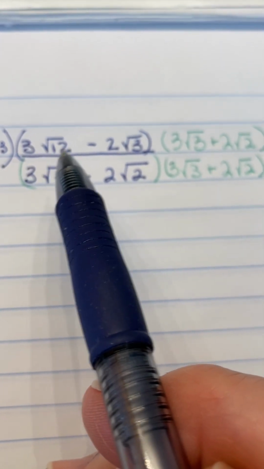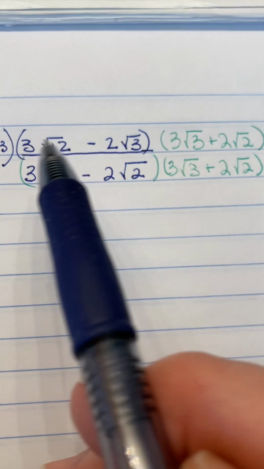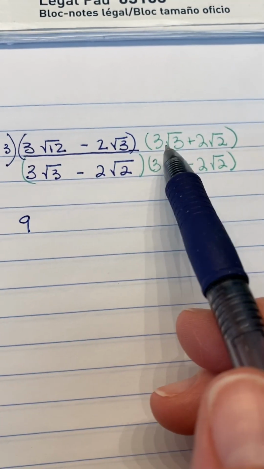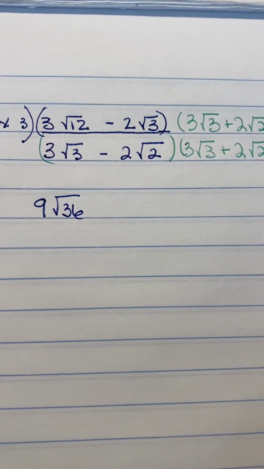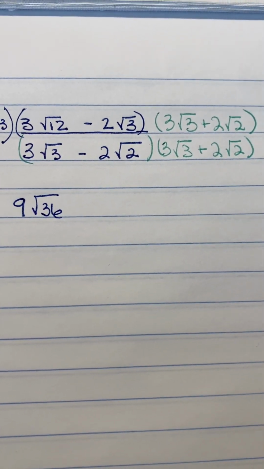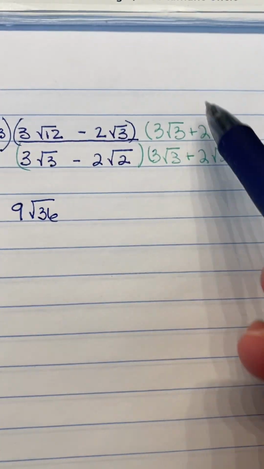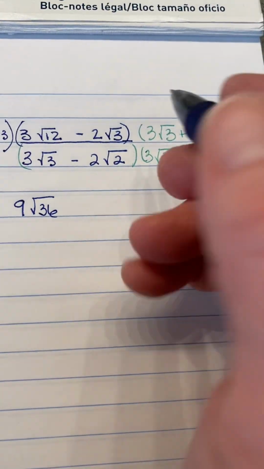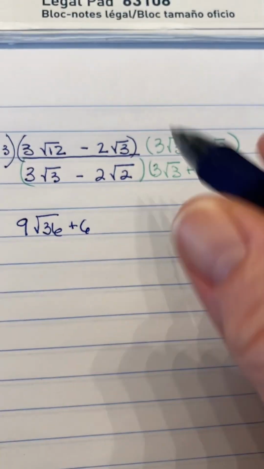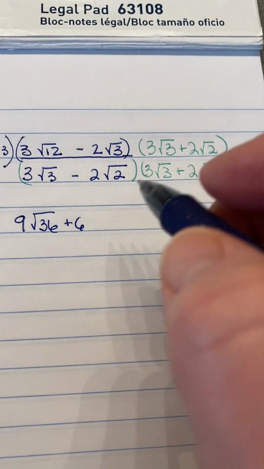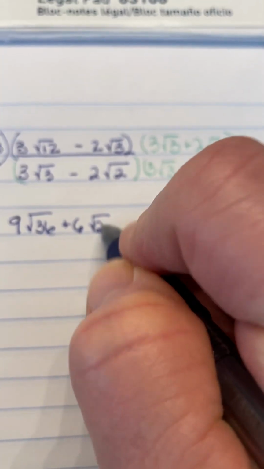3 root 12 times 3 root 3. We take the front end 3s and we multiply those. We get a 9. Square root of 12 times square root of 3 is the square root of 36, which can be simplified. We'll come back and do that in a minute. Foiling again, outer. 3 times 2 is 6. Square root of 12 times square root of 2 would be the square root of 24.